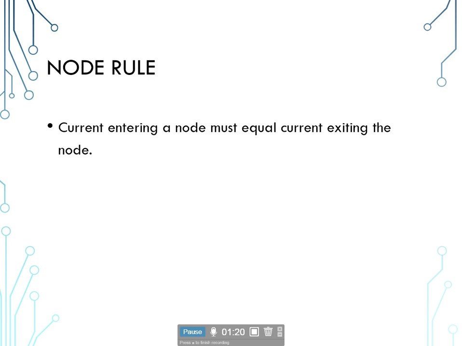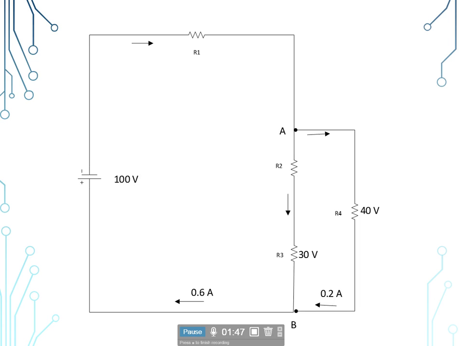Now, the node rule simply means current in equals current out. So what that's saying is at the node where the current enters the parallel portion of the combination circuit, that current has to equal the current leaving the node exiting the parallel circuit. The only difference is that current will be split up by two or more branches in that parallel circuit.